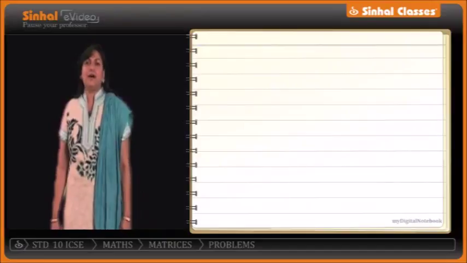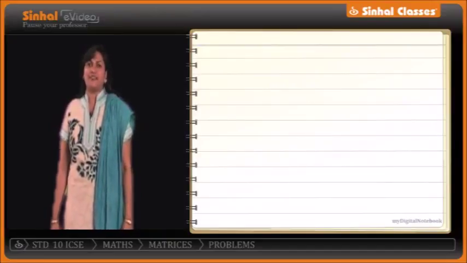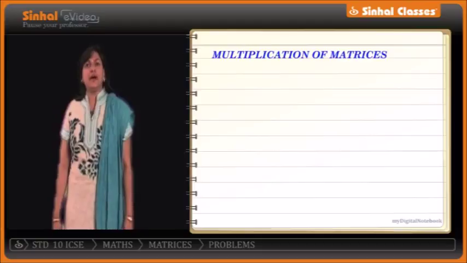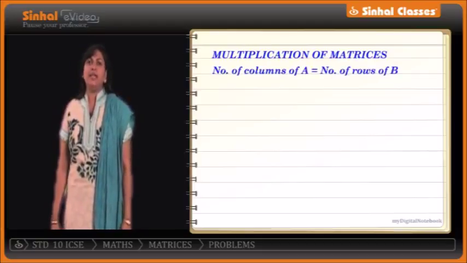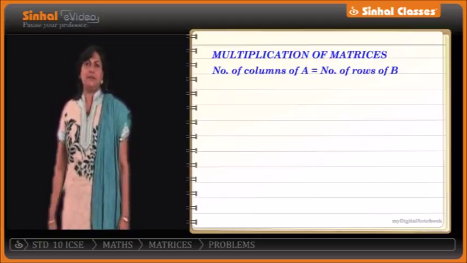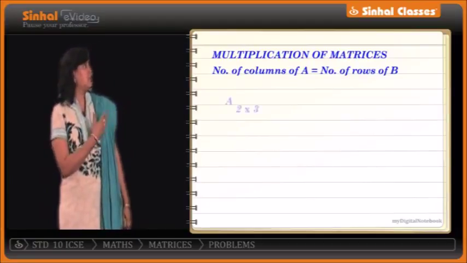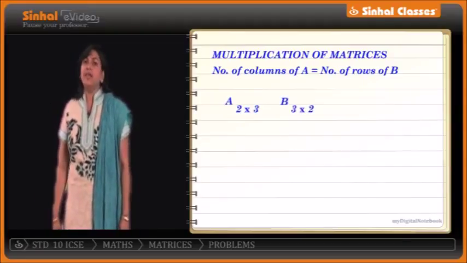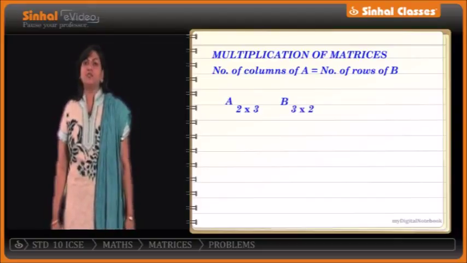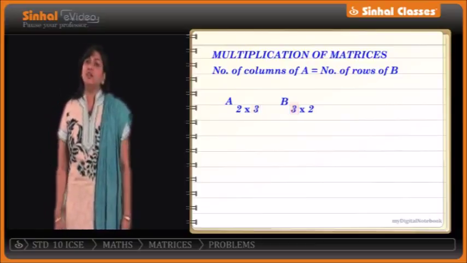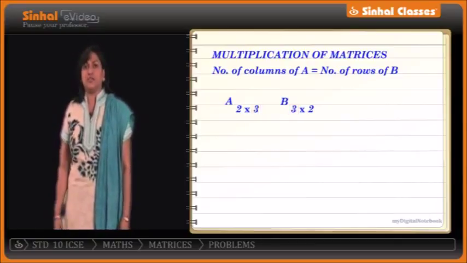Now we are going to learn about multiplication of matrices. Two matrices A and B can be multiplied only if the number of columns of A is equal to the number of rows of B. Let's take some examples. If A has order 2 by 3 and B has order 3 by 2, the number of columns in A is 3 and the number of rows in B is again 3. So we can multiply these two matrices.